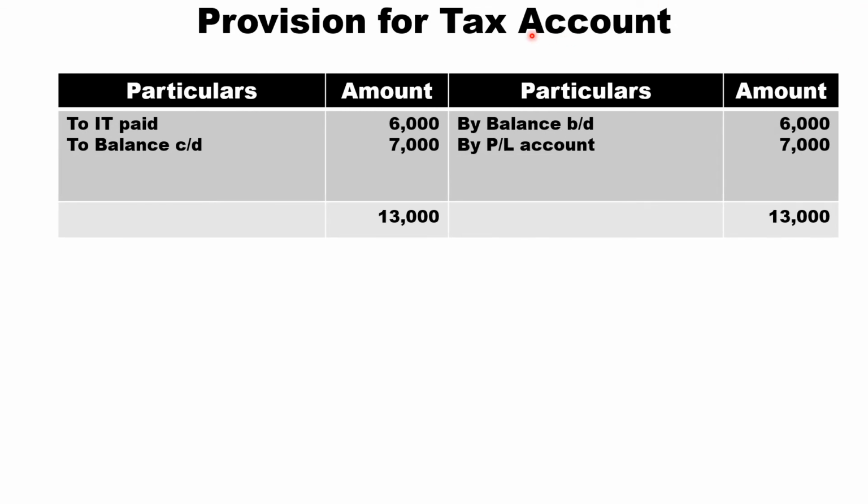Provision for tax is a liability, so by balance brought down 6,000. Then income tax provided during the year as per adjustment number 5, 7,000. Then closing balance 7,000. Therefore you get income tax paid 6,000. So 6,000 income tax paid will come in provision for tax account and finance activity.